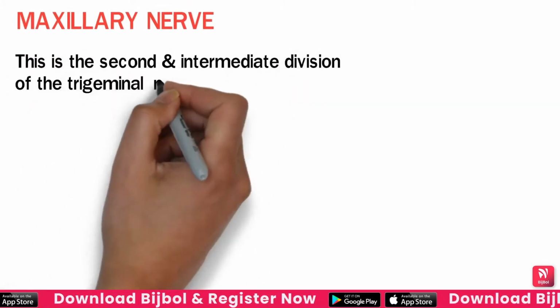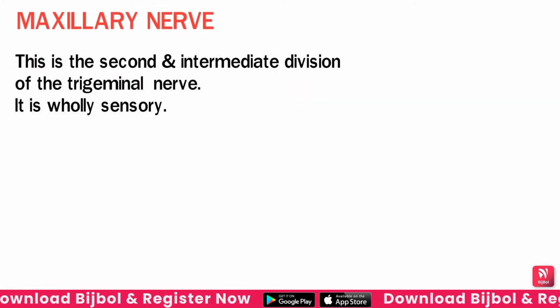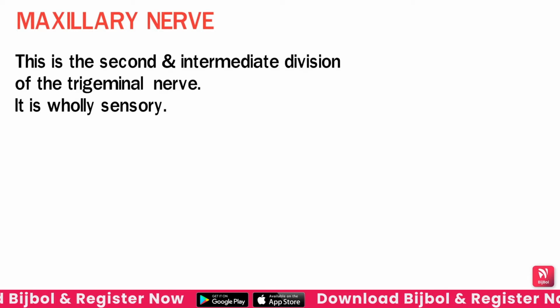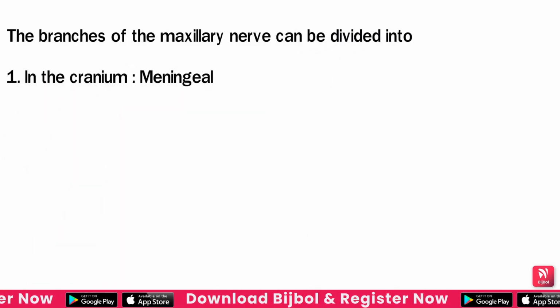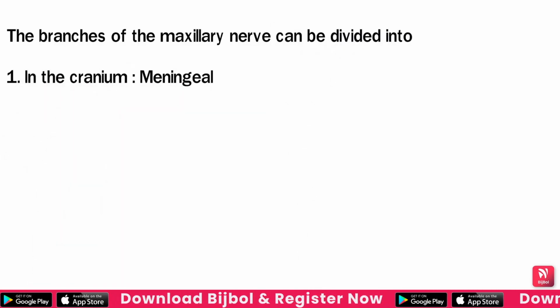Next comes the maxillary nerve. It is the second division of the trigeminal nerve and it is the intermediate division. It is also sensory, like the ophthalmic nerve. The branches of the maxillary nerve are divided into four.